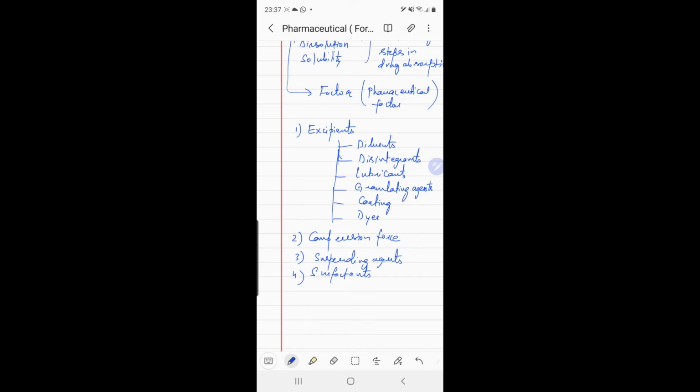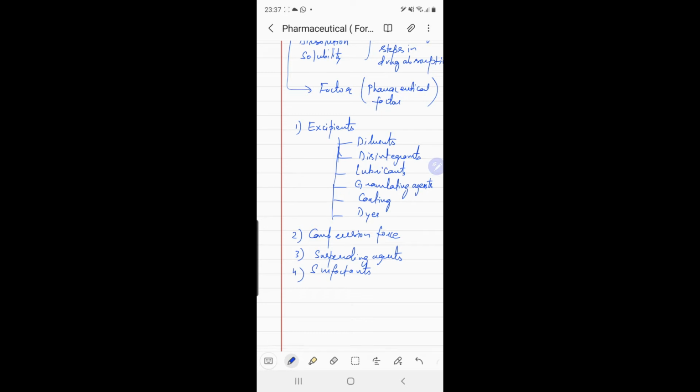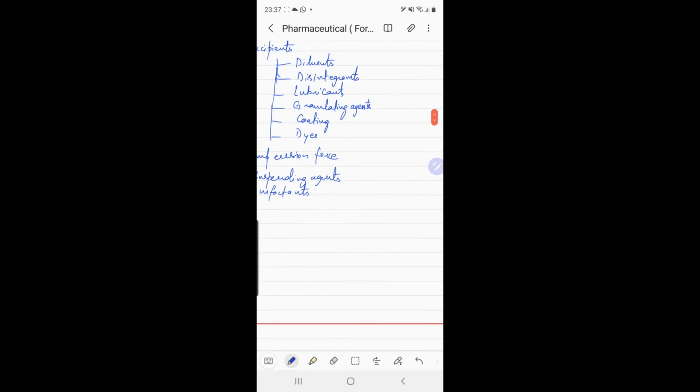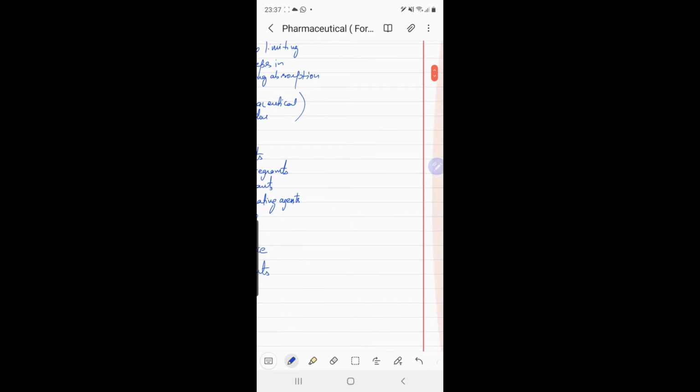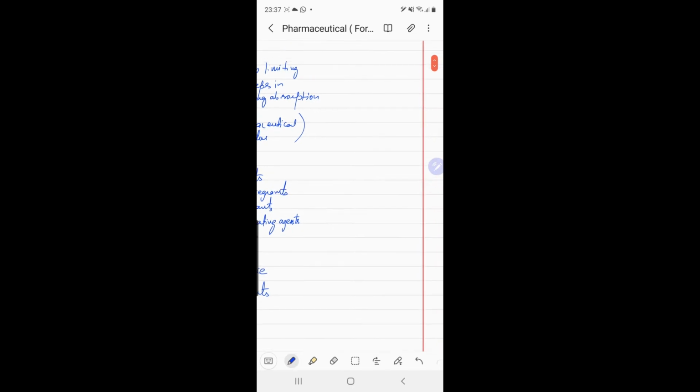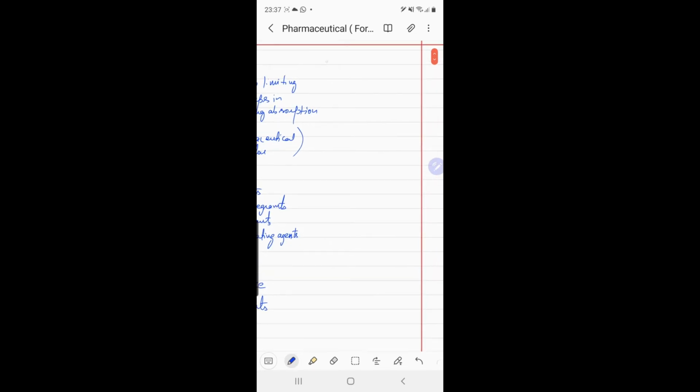So excipients are added in the formulation. If we talk about the tablet, we have a category of its excipients. Some very well known excipients are available, like the spray dried lactose. This is used mainly as a diluent.